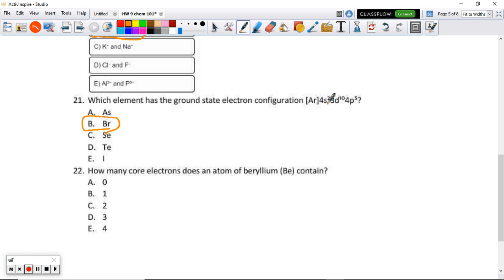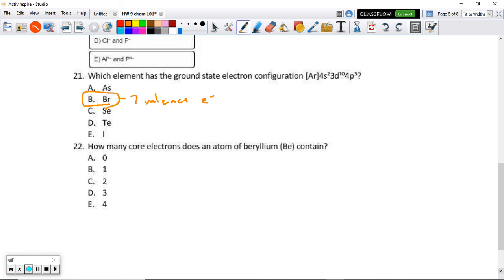Another way to tell is that in its valence shell it has 2 electrons here and 5 electrons there, so it has 7 valence electrons. This is the only one with 7 valence electrons. All right, that one's a good one to know Lewis structures, or Lewis dot diagrams, for.